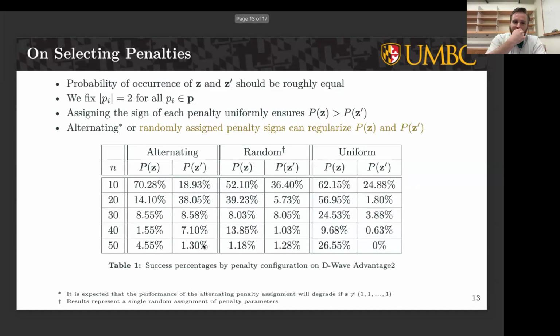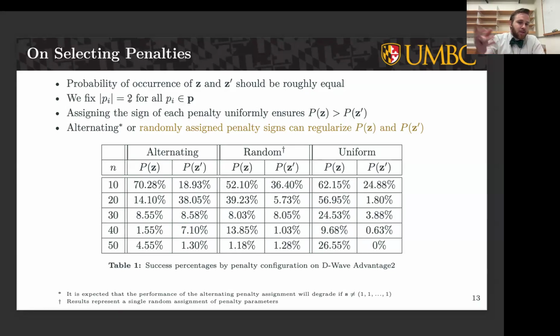So that leads us to the next problem, which is on selecting penalties. So I'm going to say let's fix f of z as the output register. And now z and z prime are the two inputs that are now in this degenerate ground state. I want the probability of z and z prime to be roughly equal. So we need to choose penalties that will do that appropriately. So first of all, the magnitude of the penalty, we found choosing a magnitude of 2 worked for all of the problem sizes we wanted.